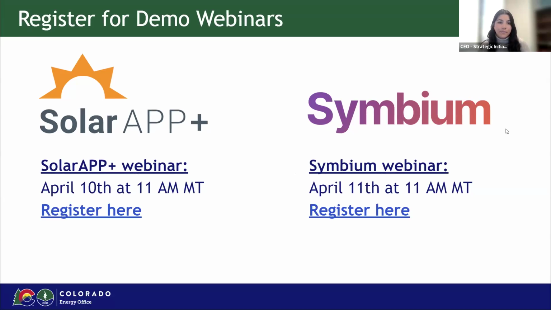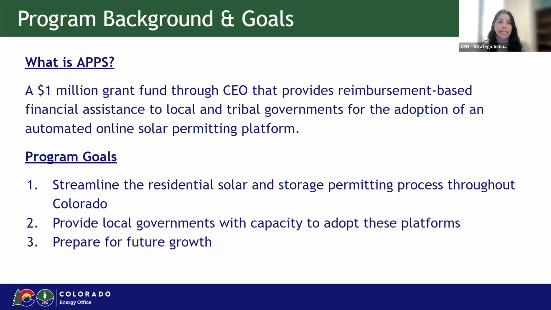Great. All right, so what is the APPS program? APPS is a $1 million grant program through Colorado Energy Office that provides financial assistance to local and tribal governments for the adoption of an automated online solar permitting platform. There's three main program goals for this initiative.